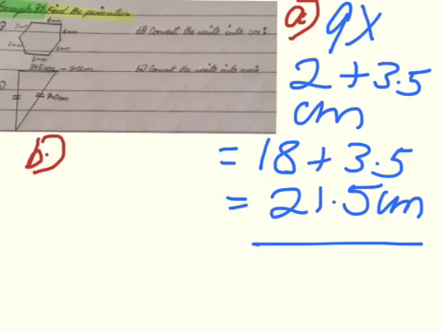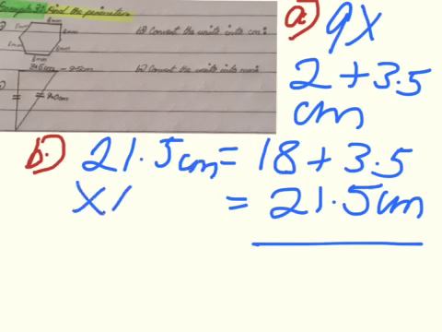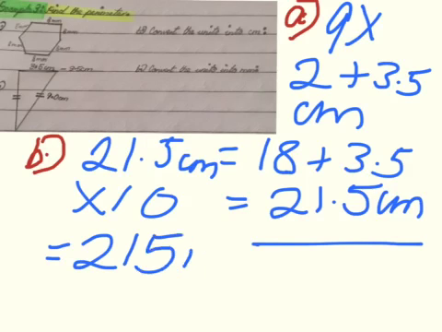Nevertheless, let's look at the next part. Convert the units into millimeters. So 21.5 centimeters into millimeters. As we know, when we go from big to small, it is times, and that is times by 10. So it is 215 millimeters.